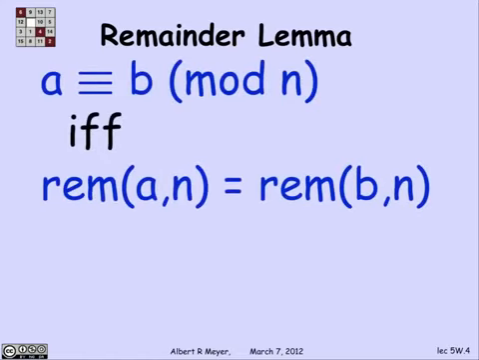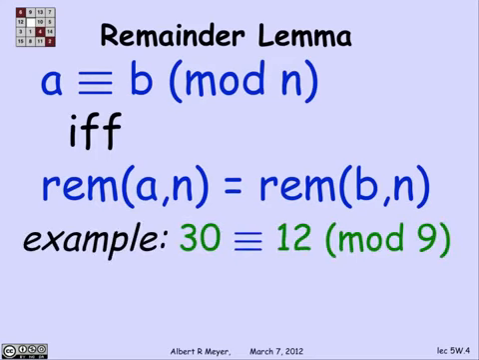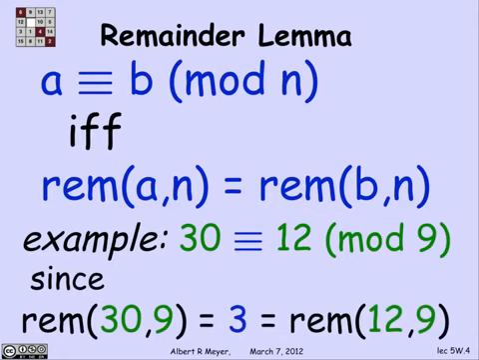Another way to understand congruence and what it's really all about is the so-called remainder lemma, which says that A is congruent to B mod n if and only if A and B have the same remainder on division by n. So let's work with that definition. We can conclude using this equivalent formulation that 30 is equivalent to 12 mod 9 because the remainder of 30 divided by 9, well, 3 times 9 is 27, remainder 3, and the remainder of 12 by 9 is 3. So they do indeed have the same remainder 3, and they're congruent.